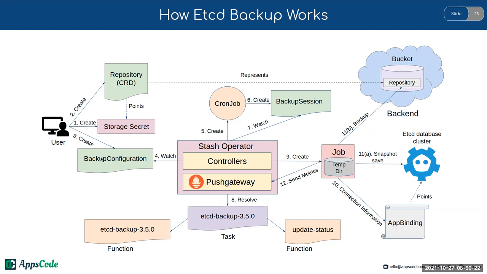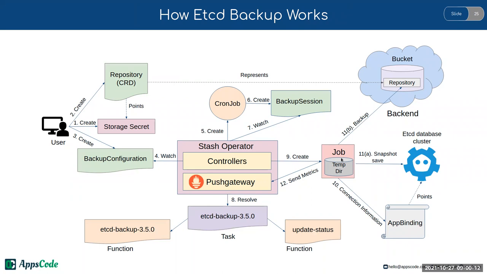Then the user has to create a backup configuration. The backup configuration specifies information regarding the target of the backup, the schedule of the backup, the retention policy, etc. The Stash operator will watch for the backup configuration, and once it gets one, it will create a cron job in the specified schedule. The cron job will create a backup session at the scheduled time, and the Stash operator will be looking for the backup session. Once it gets a backup session, the operator will resolve the task, here the ETCD backup task and ETCD function, and create a job.